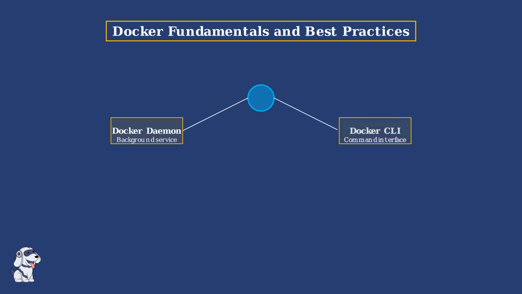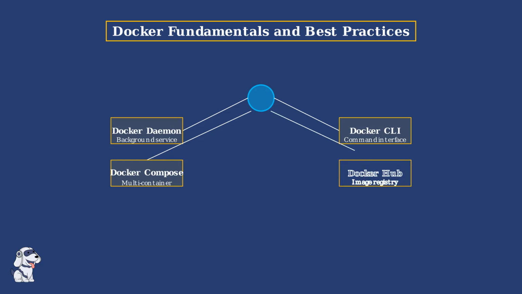The Docker CLI provides the command line interface that developers use to interact with the Docker daemon through commands like docker build, docker run, and docker push. Docker Compose enables the definition and management of multi-container applications using YAML configuration files. Docker Hub serves as the central registry for sharing and distributing container images across development teams and organizations.